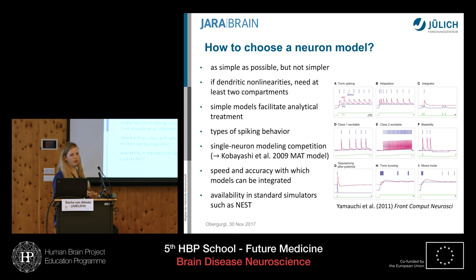This was the winner for only part of the competition, because there was also another part where the dendritic membrane potential had to be predicted separately from the somatic one, and the point neuron model cannot do that. This model was introduced by Kobayashi and colleagues, and later it was extended by Yamauchi. But here, the spiking behaviors shown are for the Kobayashi model. Both types of model have the advantage that they capture a lot of different spiking behaviors with only few parameters. So for instance, here, it's tonic spiking, adaptation.